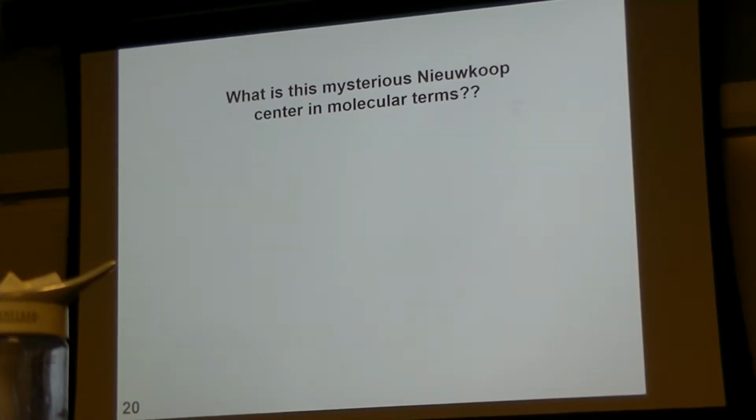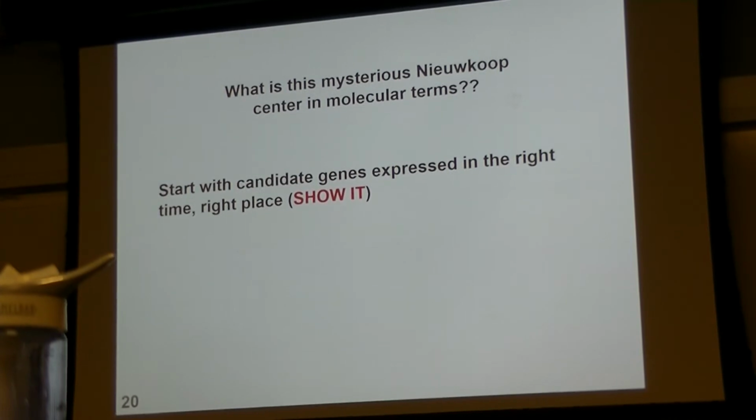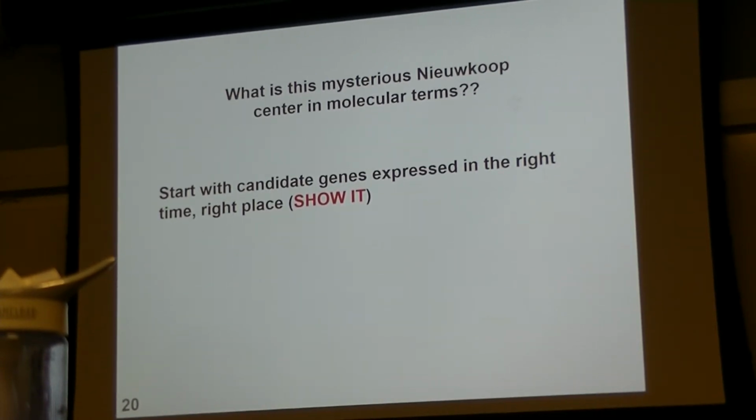So, what is this mysterious nuclear center in molecular terms? To find out what genes might be involved, maybe what are some of the targets of beta-catenin, you would look for genes that might be expressed at the right time in the right place. That's a totally logical place to start, right?